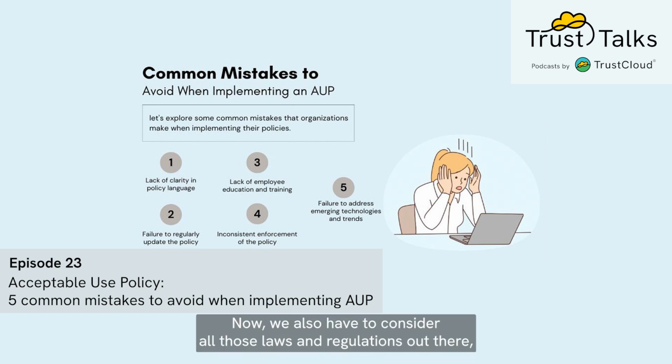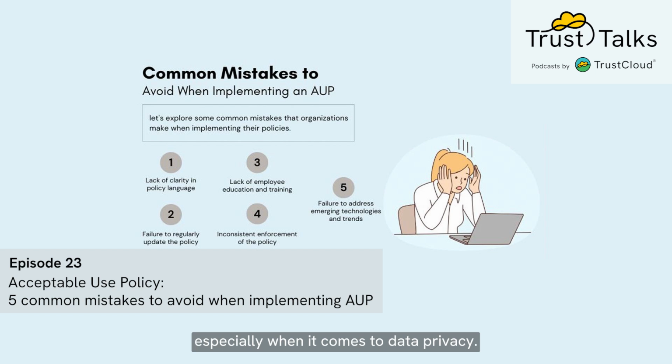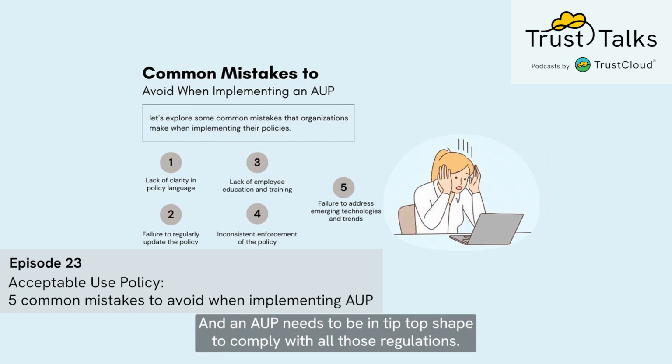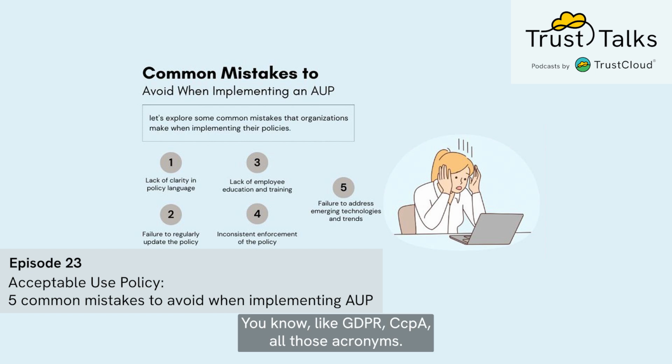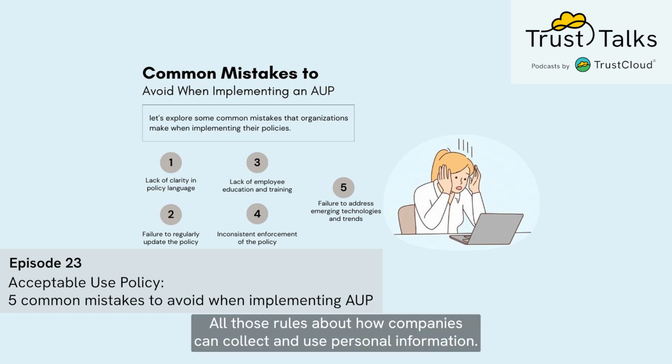Exactly. Now, we also have to consider all those laws and regulations out there, especially when it comes to data privacy. Oh, yeah, data privacy. That's a huge topic these days. It is. It's a big deal. Yeah. And an AUP needs to be in tip-top shape to comply with all those regulations, like GDPR, CCPA, all those acronyms. Right, all those rules about how companies can collect and use personal information.